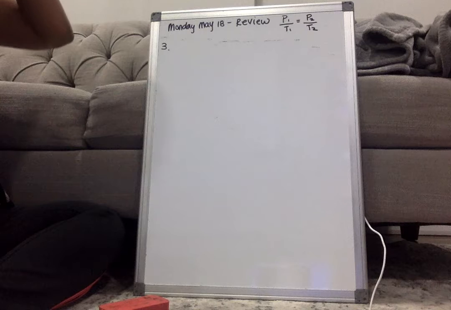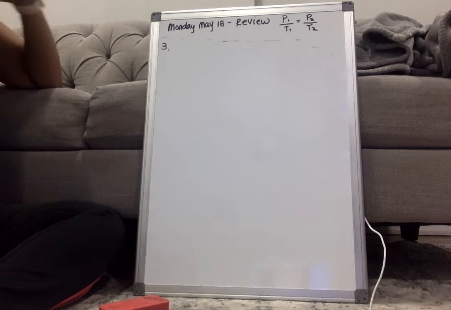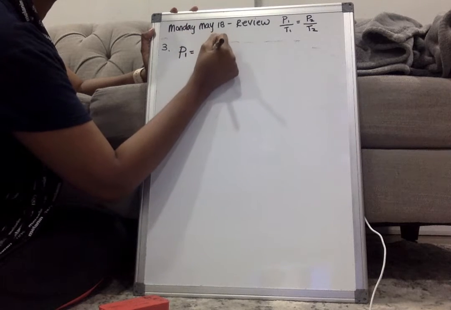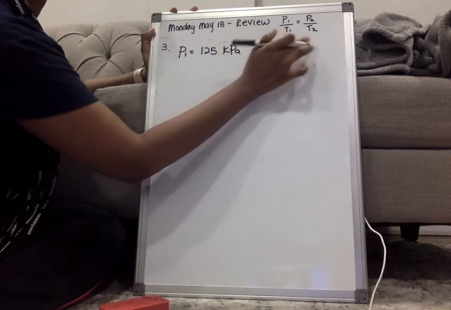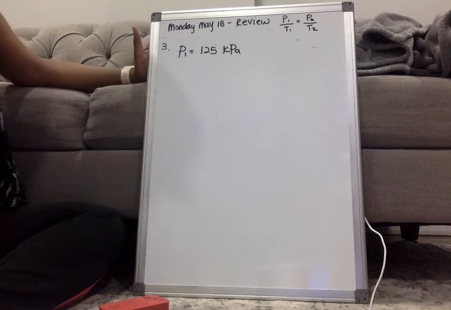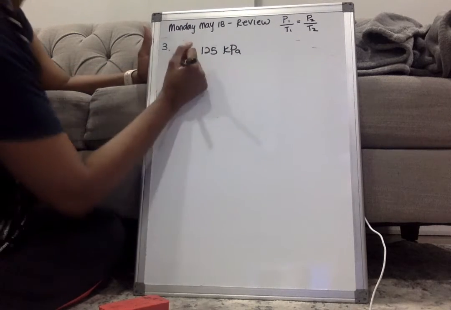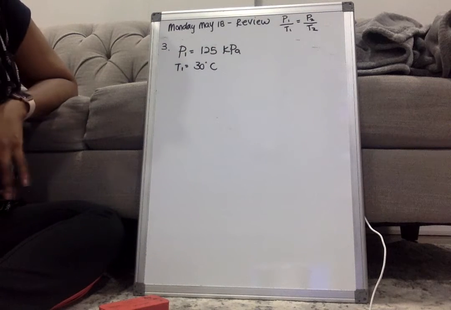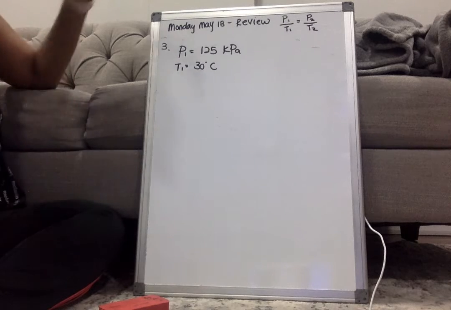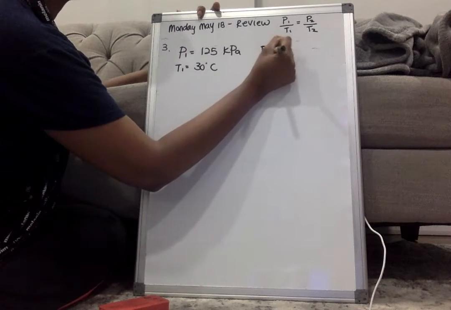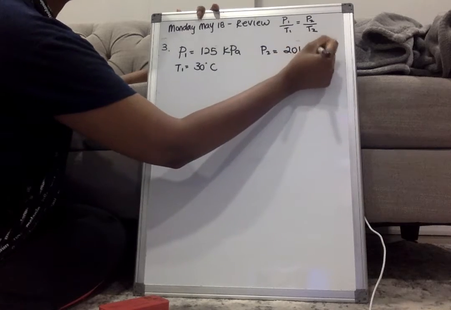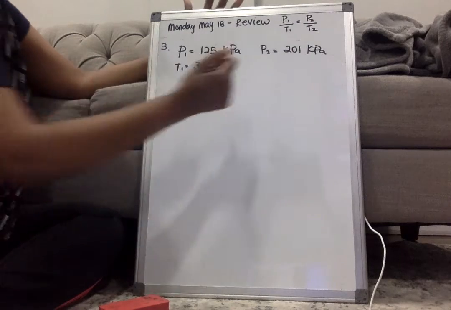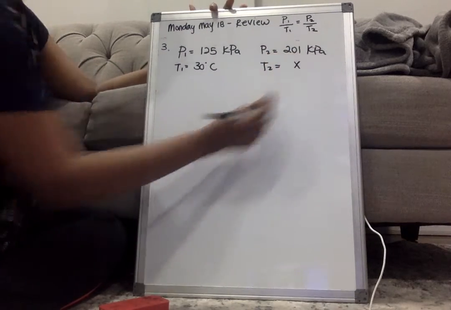A gas in a sealed container has a pressure of 125 kilopascals. So that initial pressure, 125 kilopascals, at a temperature of 30 degrees Celsius. So T1, 30 degrees Celsius. The question asks if the pressure in the container is increased to 201 kilopascals, so that new pressure now is 201 kilopascals, what will be the new temperature? So we're solving for T2. Okay.